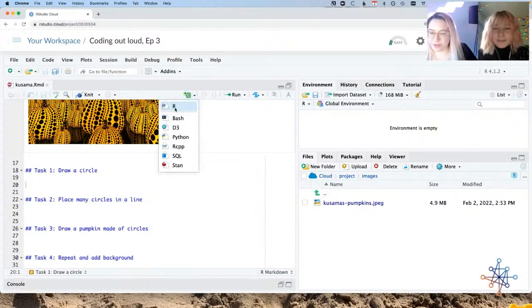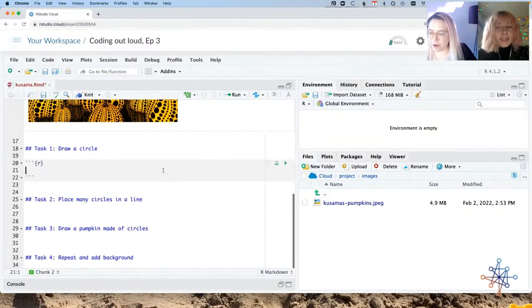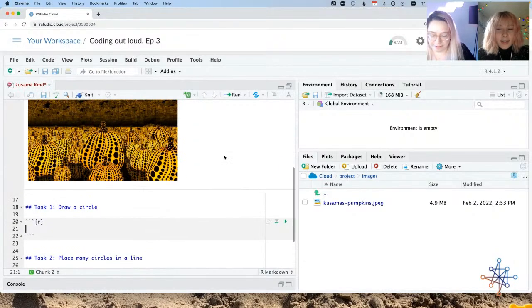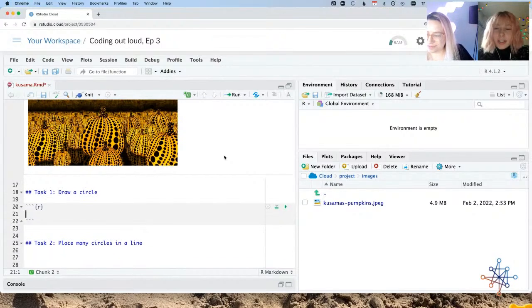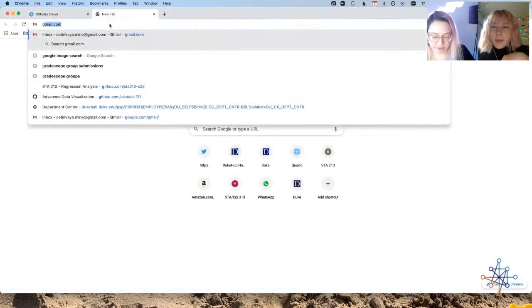All right, so we're going to start by drawing a circle. How do we draw a circle in R? How would you approach this? So we're going to have to manufacture some kind of data to use in our ggplot object. And before I have used geom_circle from ggforce, which is a package. I don't know if we've loaded that yet, but maybe we can look that up.